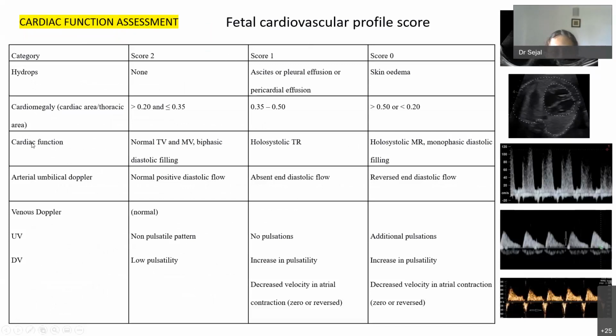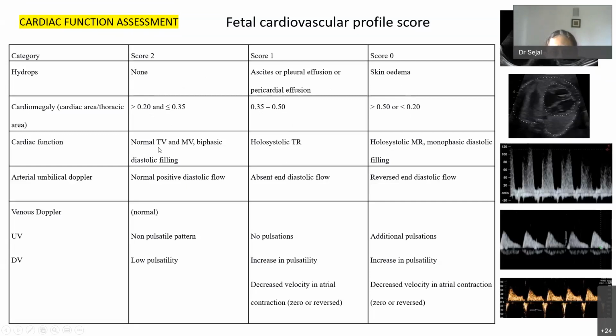There are basically 5 things which need to be seen for a cardiac functional assessment. Hydrops: I know if I have no ascites, no pleural effusion, and no pericardial effusion, it is completely normal. And then I check for any skin edema. Second is cardiomegaly, as I know that the cardiothoracic ratio should not be more than 0.45. However, there is a small size also which is acceptable. Anything which is lesser than 0.35 or more than 0.5 is abnormal.